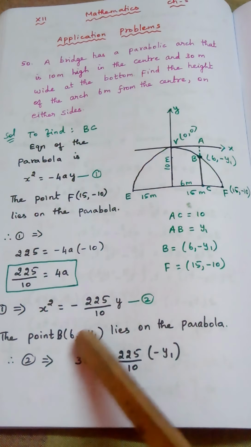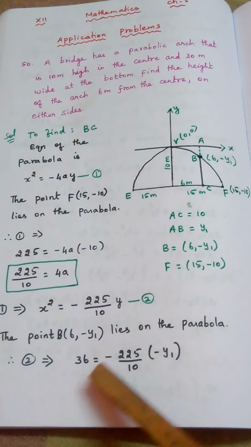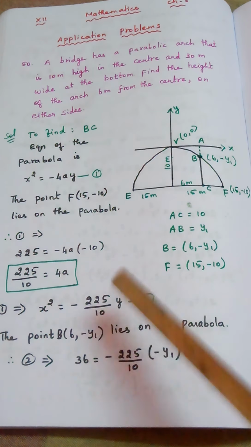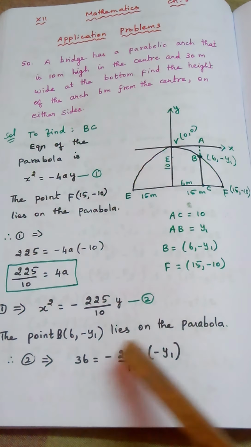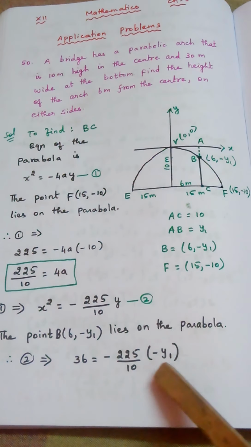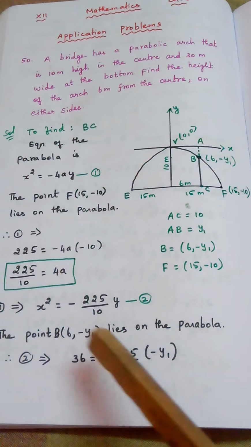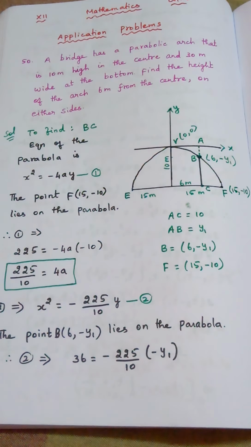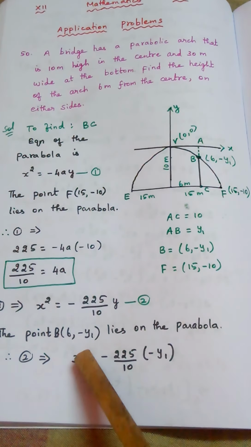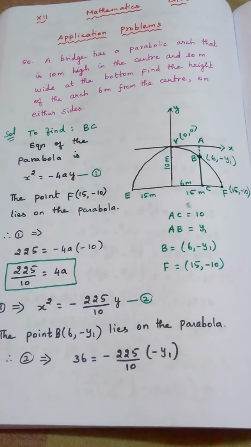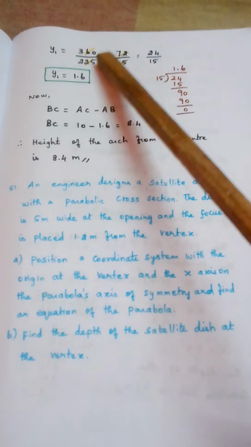So substituting this point in the second equation. The second equation gives, in place of x substitute 6, so 36 equals 225 by 10, in place of y put minus y1, so minus minus will become plus. From this we can easily find out what? Y1. How will you find out? Just cross multiply this 10 and bring this 225 to division. So can you tell what is y1? 360, right? 10 into 36 by 225. So that is what is written here. Y1 is equal to 360 by 225.